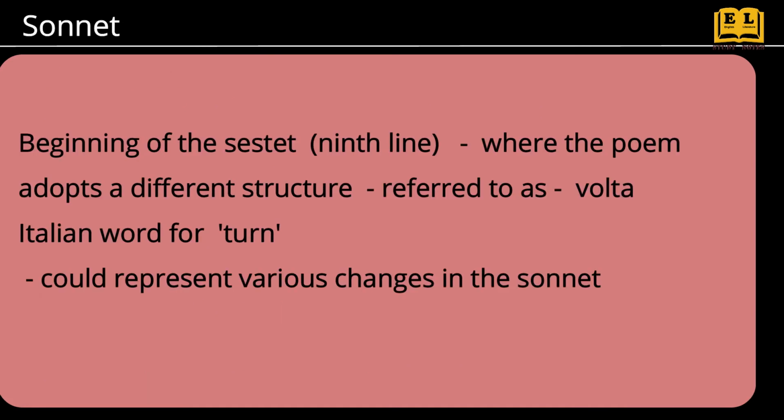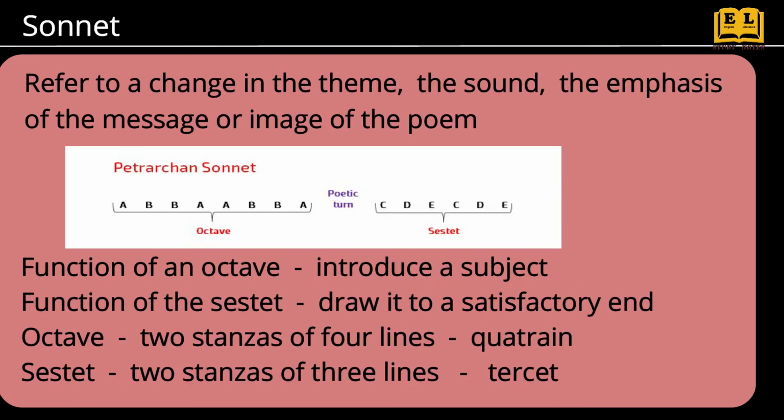The beginning of the sestet, where the poem adopts a different structure, is referred to as volta. Volta is the Italian word for turn. A turn could represent various changes in the sonnet. It might refer to a change in the theme, the sound, the emphasis of the message, or image of the poem. The function of an octave is to introduce a subject, and the function of the sestet is to draw it to a satisfactory end.